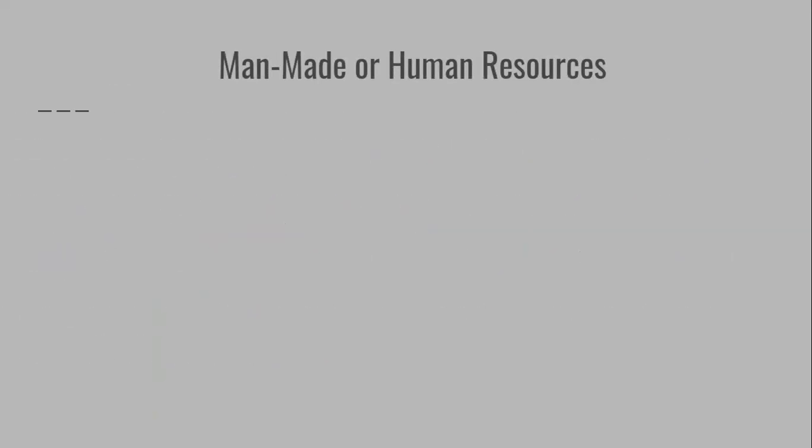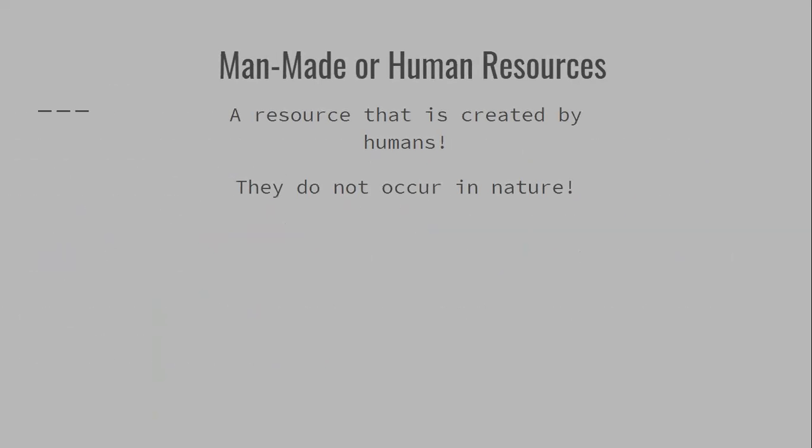So now we're going to talk about human resources, also called man-made resources. These are resources that are created by humans. So they do not occur in nature. They don't just randomly grow or show up in nature. They are made by people, sometimes using natural resources, but they're made by people.